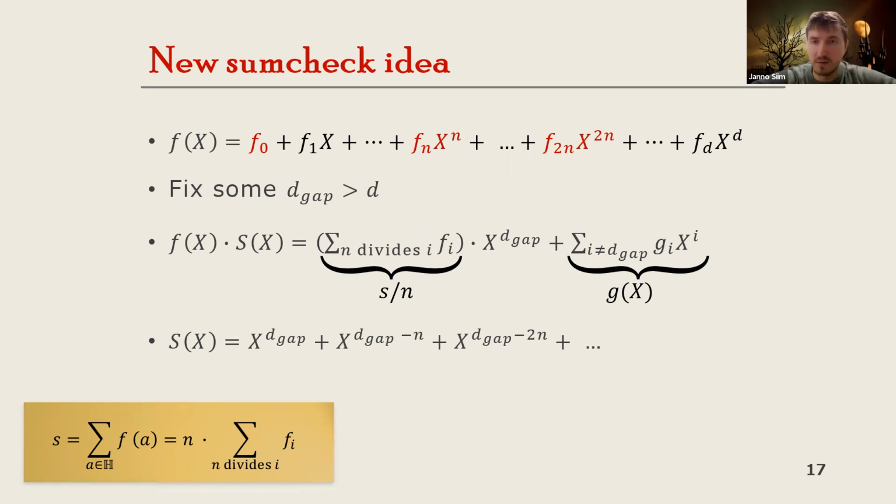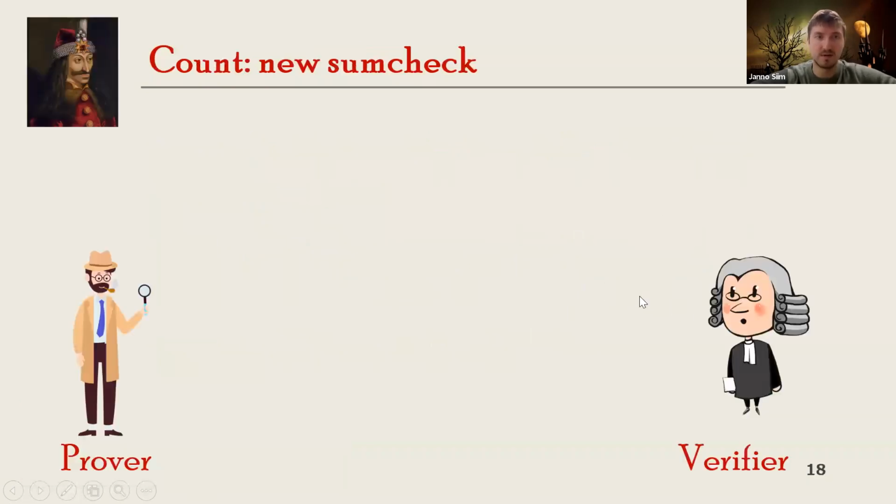Okay, so we got this nice formula: f(x) times s(x) equals s over n times x^d_gap, plus some g(x), which we don't really care about. And now based on this intuition, we can construct a new sum check argument that we call count, because, well, it counts.